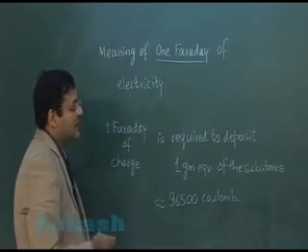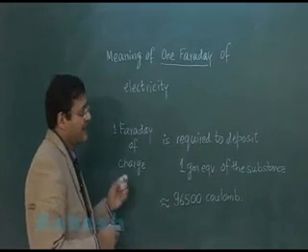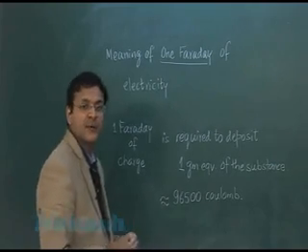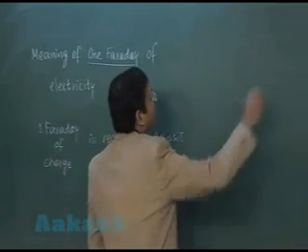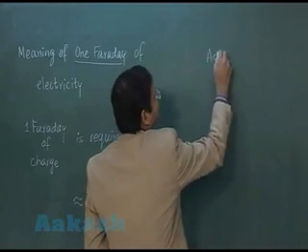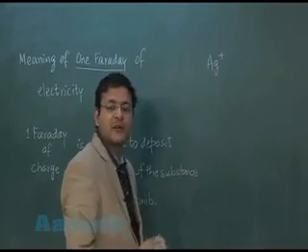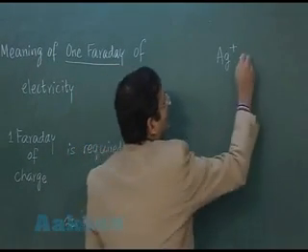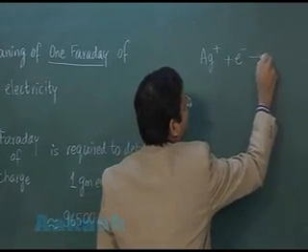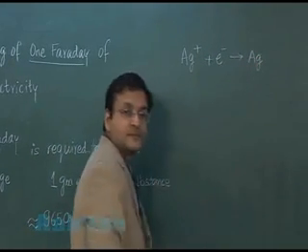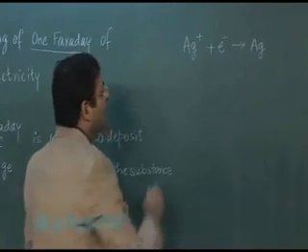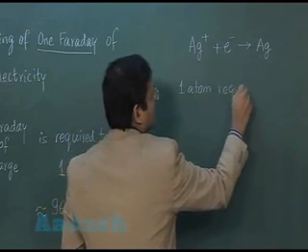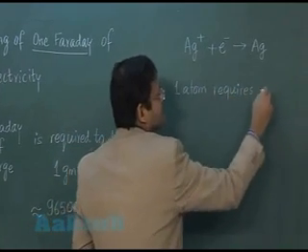Now let us try to discuss why this value is coming out to be 96500 approximately. If you look at the mechanism of this, then you consider you had silver plus. Let us suppose you have a silver voltameter in which silver plus ion is there, and 1 electron will be required to deposit 1 atom. I am trying to say 1 atom requires 1 electron.